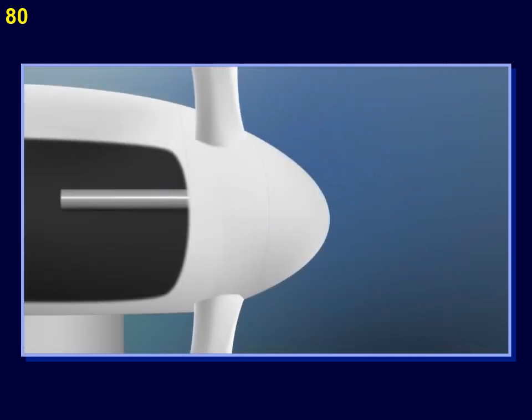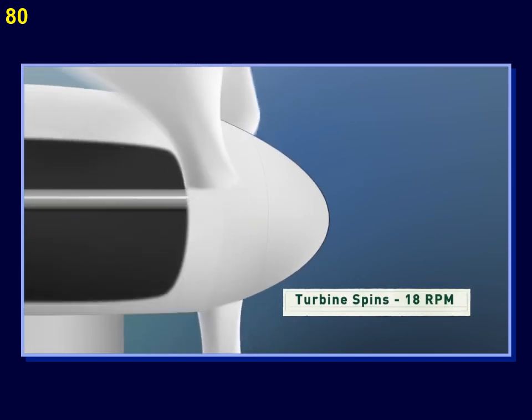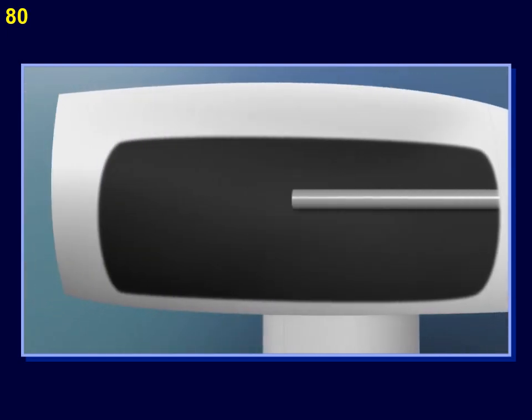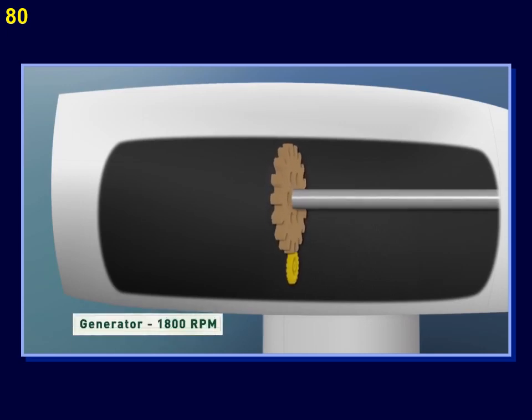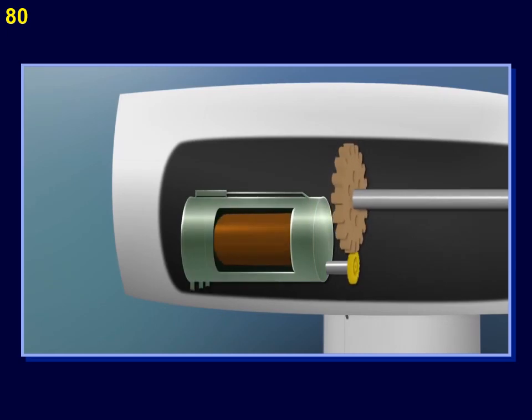Now the blades are attached to a shaft, which only turns about 18 revolutions a minute, and that's not nearly fast enough to generate electricity by itself. So, the rotor shaft spins a series of gears that increase the rotation up to about 1,800 revolutions per minute. And at that speed, the generator can produce a lot of electricity.